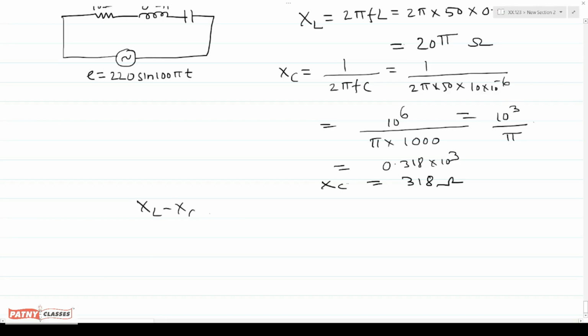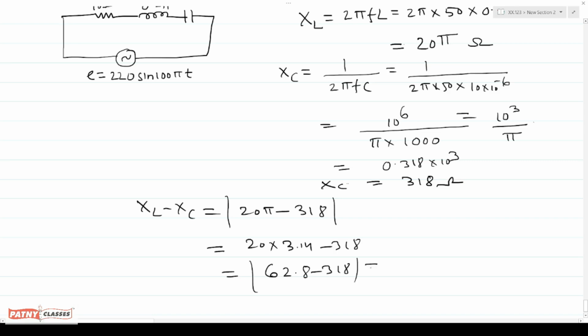Now XL minus XC equals to 20 pi minus 318 modulus. So that is 20 into pi value 3.14 minus 318. So that is equals to 62.8 minus 318 equals to 255.20 ohms. XL minus XC difference equals to 255.20 ohms.